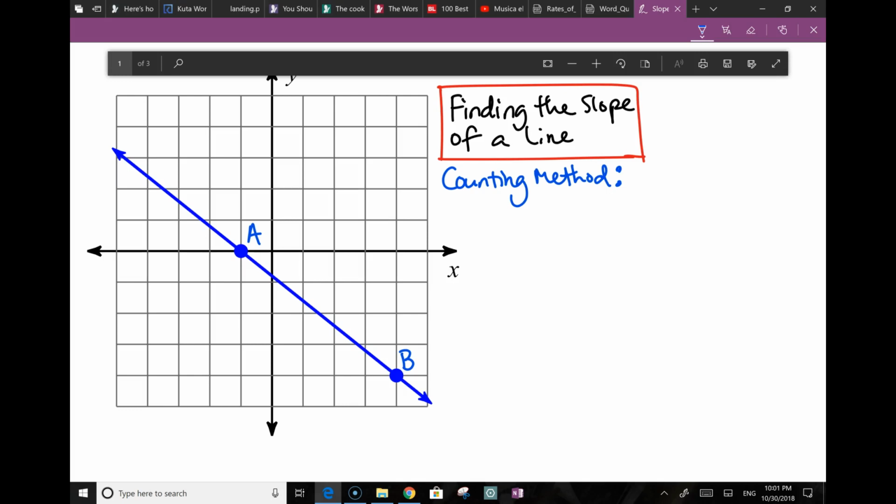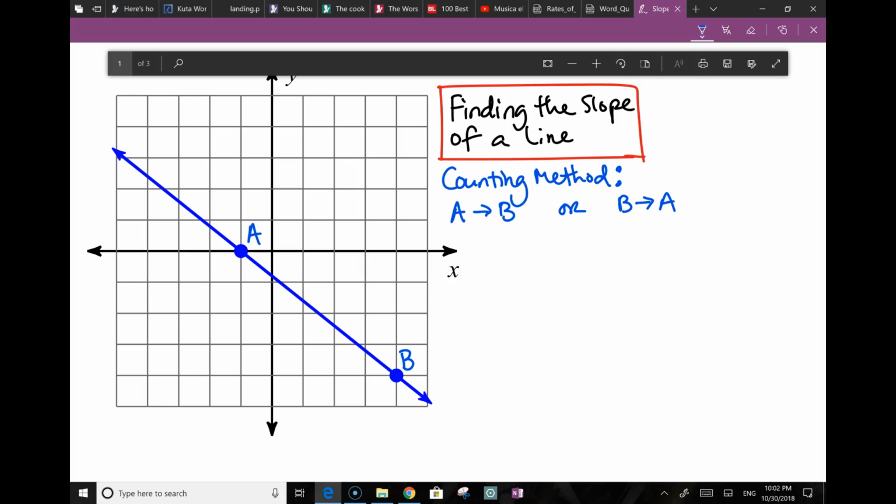There are two ways to count. Either you decide you want to go from A to B, or you want to go from B to A. Now it doesn't matter in the end, and you're going to see why in just a moment. But let's go ahead and begin. Let's go from A to B, okay?